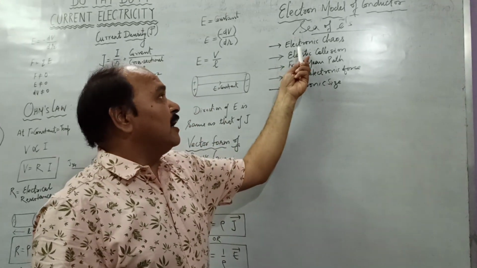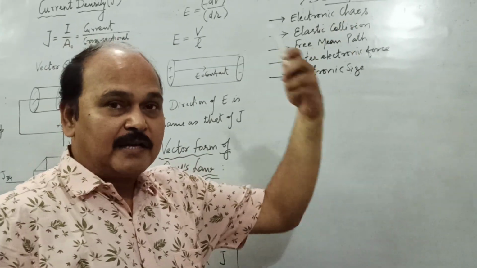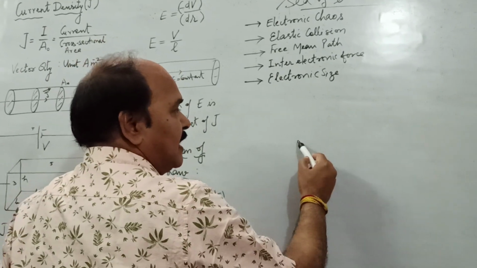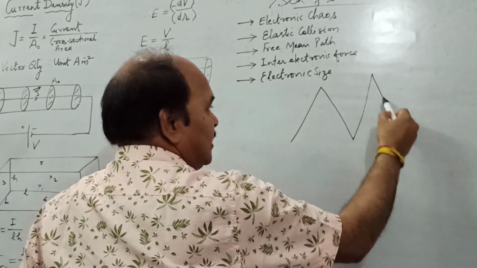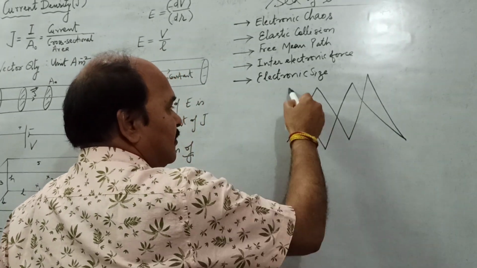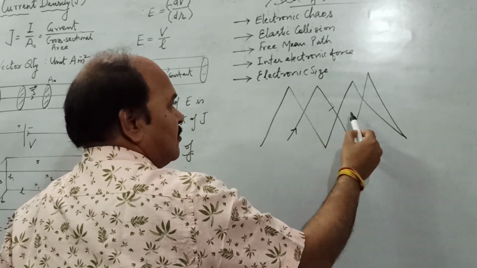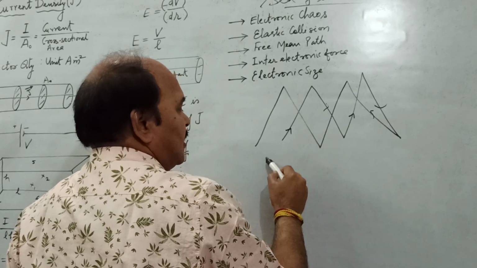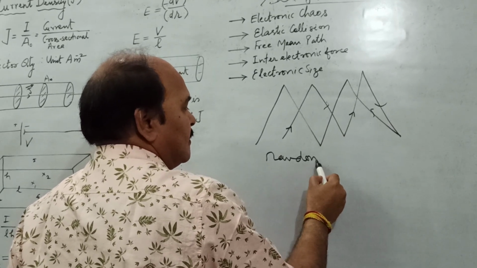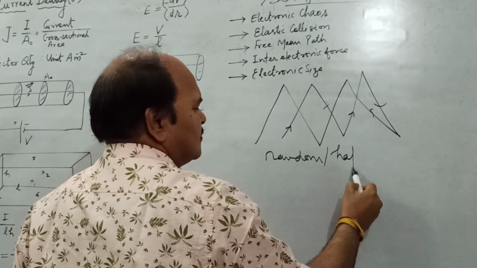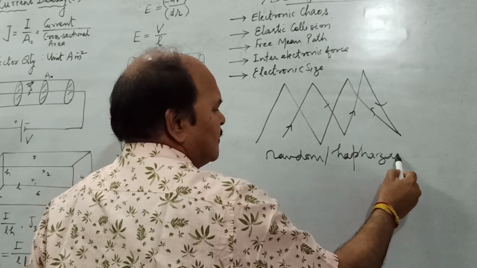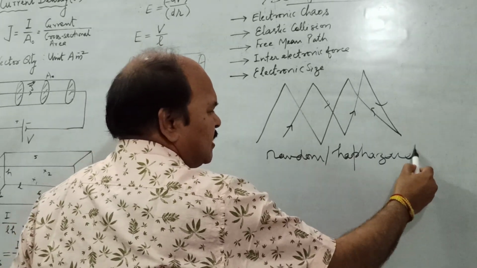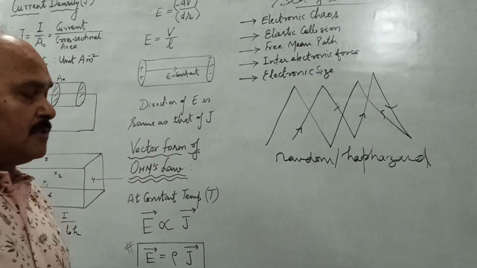Well, number 1, electronic chaos. Electrons in a conductor keep moving randomly and haphazardly in all directions with all possible velocities. This is the motion of electrons, which is random and haphazard in all directions. They move randomly and haphazardly in all directions with all possible velocities.